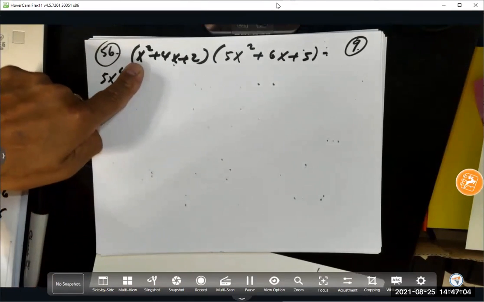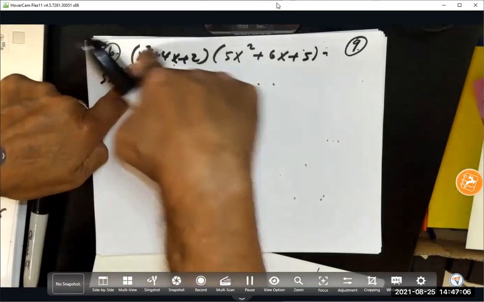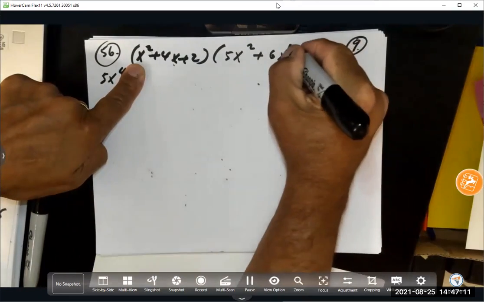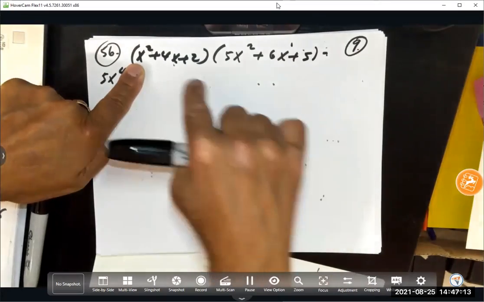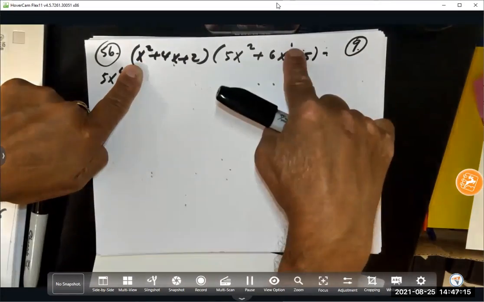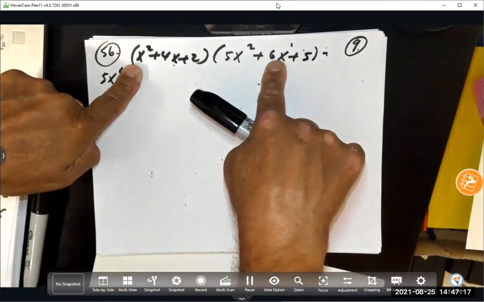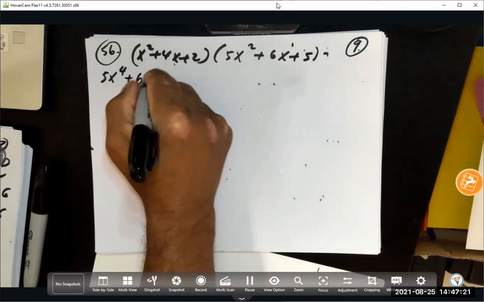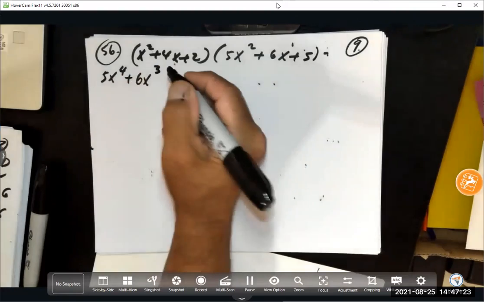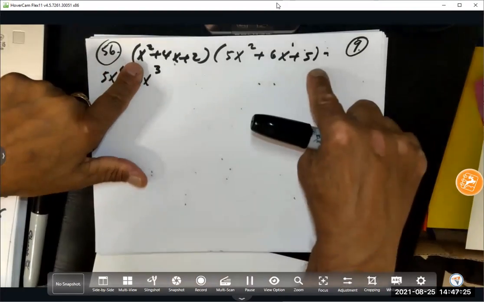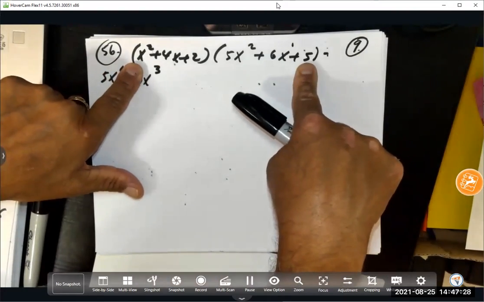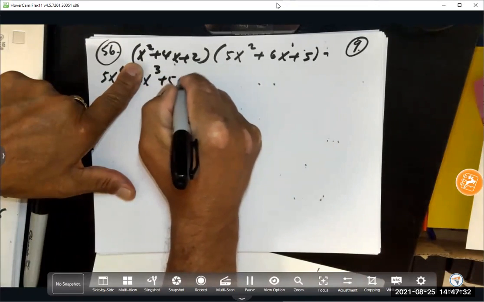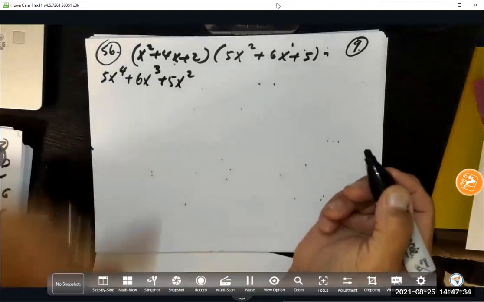I'm going to move my finger right there. This one times the middle one. What do you think that's going to be? x squared times 6x1, 6x to the third power. 6x to the third. And now this one times the last one. What do you think that's going to be? 5x squared. Plus 5x squared. Okay, is that okay for that?